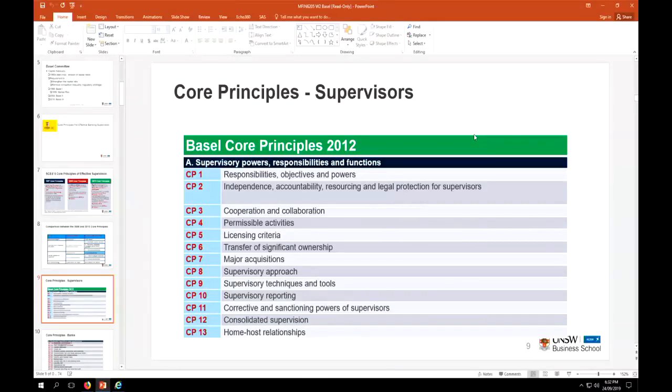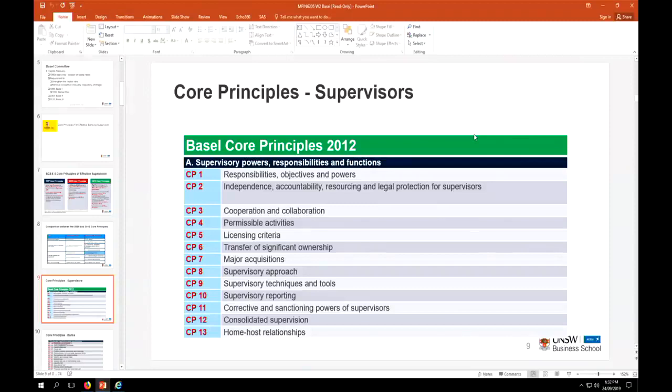3 is cooperation and collaboration. So the supervisors have to work together. Permissible activities, so 4, it means that supervisors need to define what it is that banks are allowed to do. So if you look at the Banking Act, you will see that in the Banking Act it says what the banks are allowed to do. 5 defines licensing criteria.